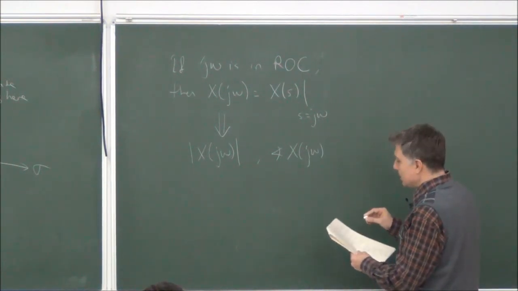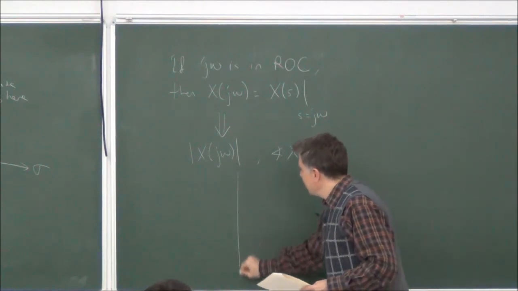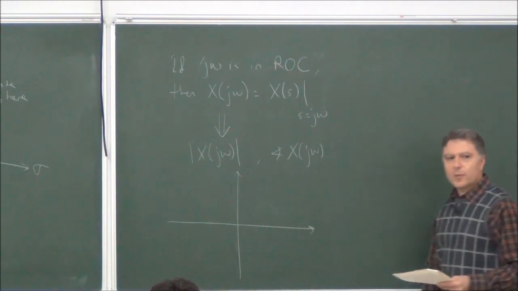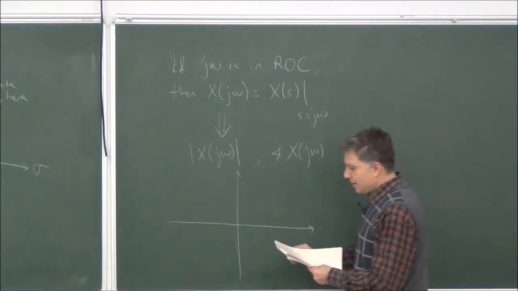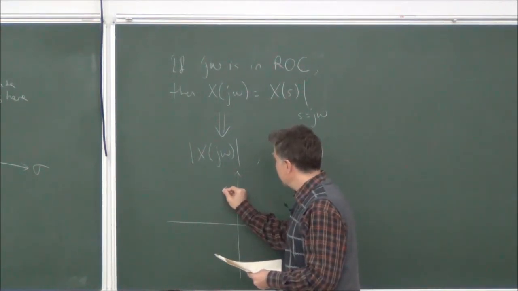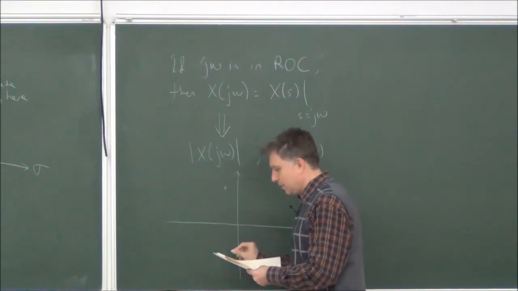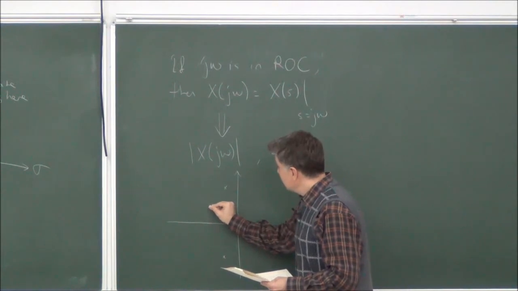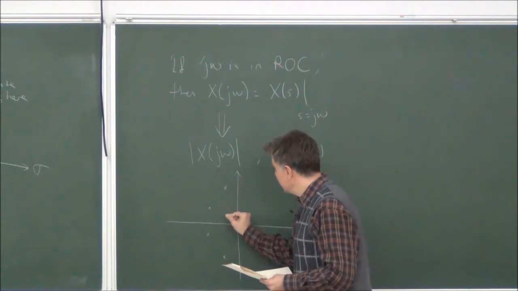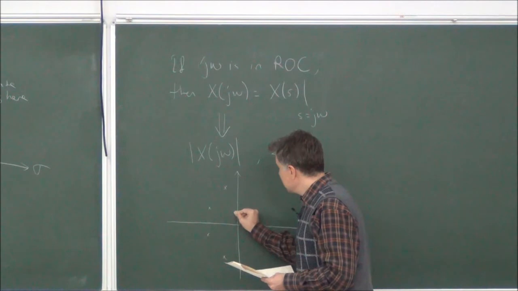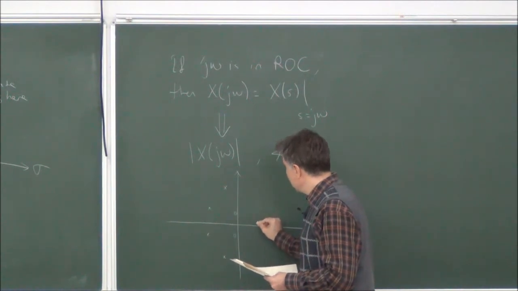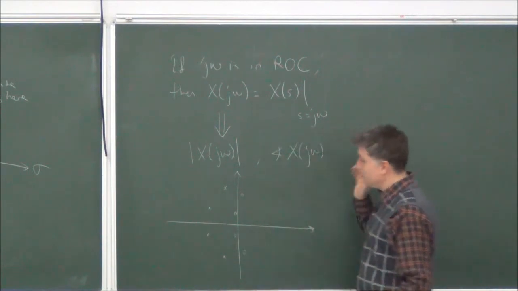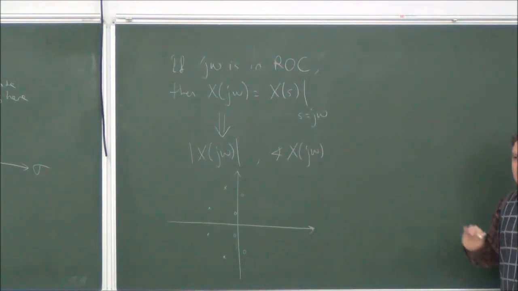Now, the way to discover them is as follows. You take a look at the pole zero pattern. Suppose that you have some poles here and some other poles here as well. Some zeros and some more zeros, like this. For instance, I'm just drawing something arbitrary.